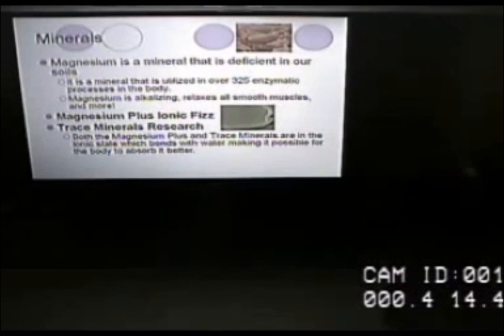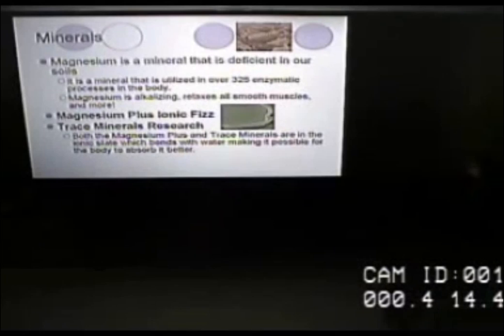Minerals. Again, our body is made of 70% mineral water, so it's very important to get enough minerals, and that was one of the things, too, with organic versus non. There were big differences in the mineral contents, as well as vitamin C. So magnesium is important in over 325 enzymatic processes in the body. It relaxes all smooth muscles, helps with pain, sleep, bowels, inflammation, on and on.